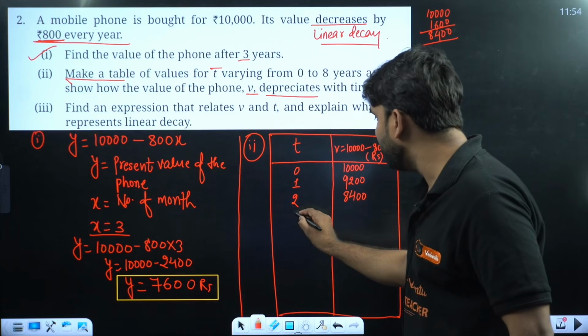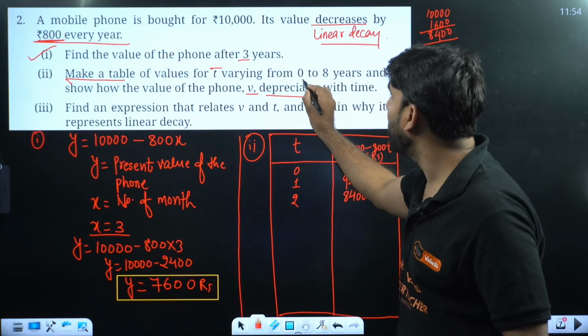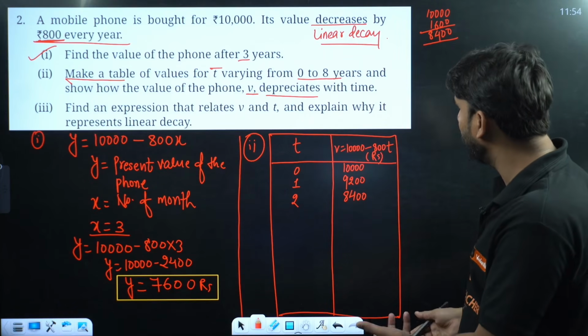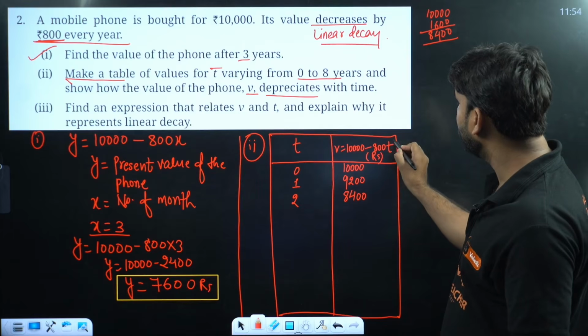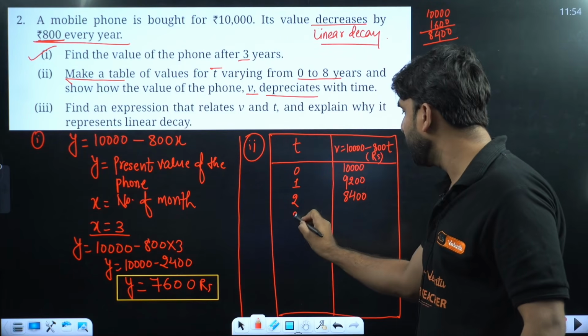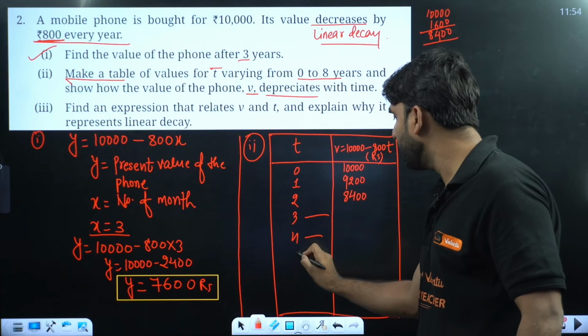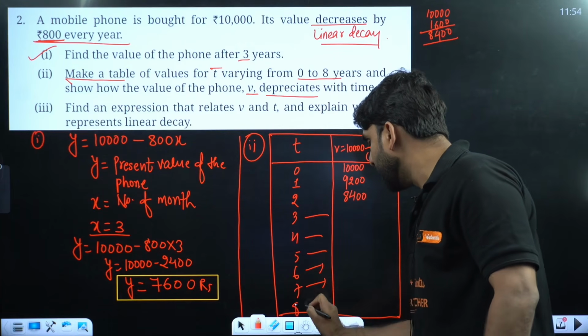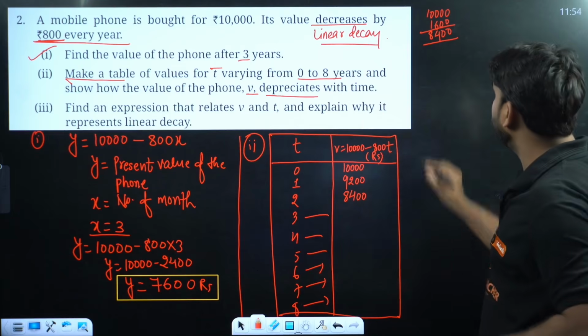Similarly, we can find 3 years, 4 years, 5 years, and we have to find the values till 8 years. So my dear champion, you have to put here t as 3, 4, 5, 6 and do the basic calculation, similarly for 7 and 8. You can find out the value. Moving to question number 3.